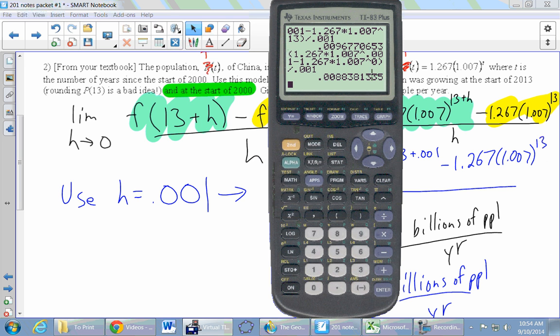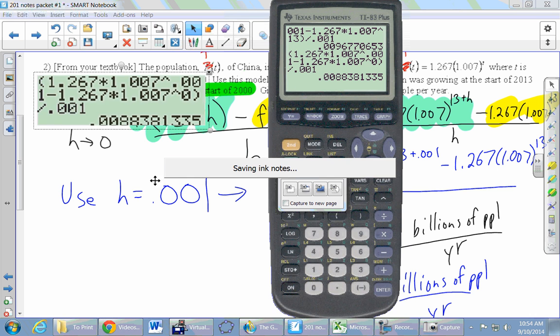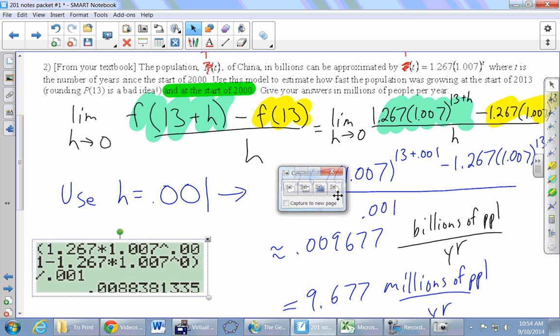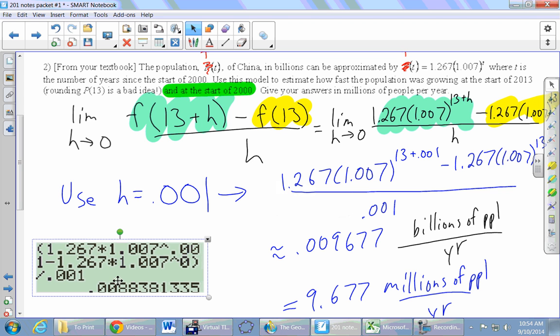So here. Okay. And so now we have two numbers we can compare. This was the 2000 population. This was the 2013. When was it growing faster? In 2013, right? By almost 1 million people per year more. Okay, any questions on any of that?